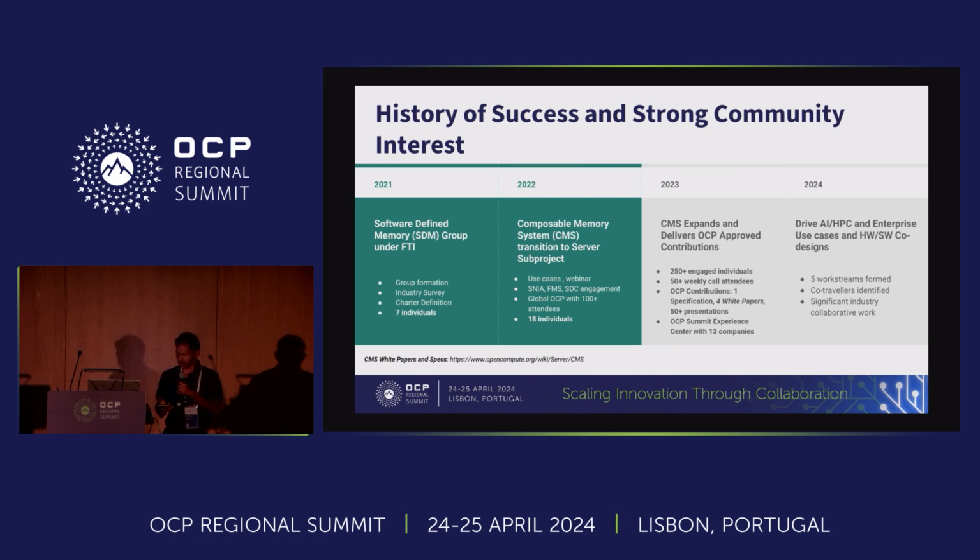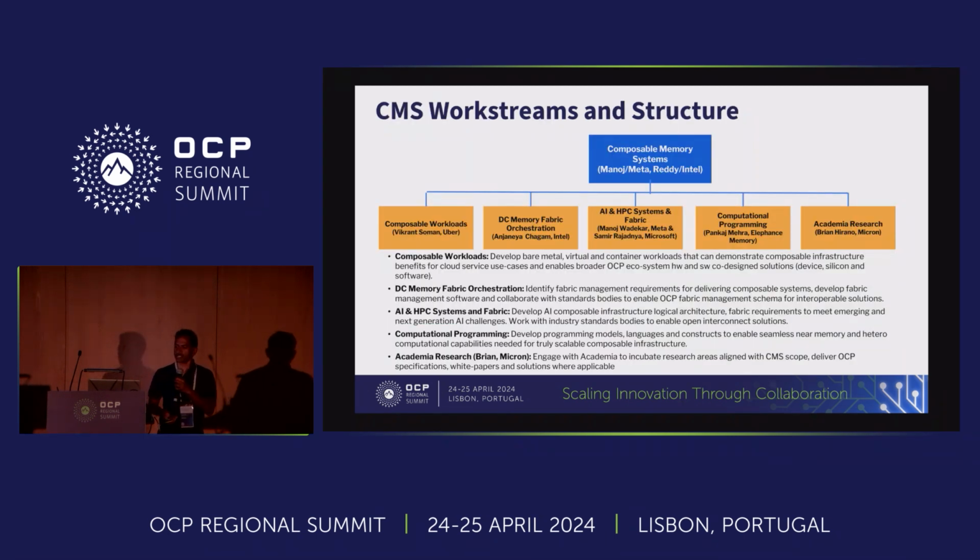Going into this year, our focus is really looking at identifying the specific set of use cases that we really want to target. This includes the hyperscaler infrastructure as a service type of use cases that are virtualized, containerized, and bare metal. And then also AI and HPC, the fabric-based use cases as well. So we have 5 work streams that are actually focusing on different facets of the CMS scope this year.